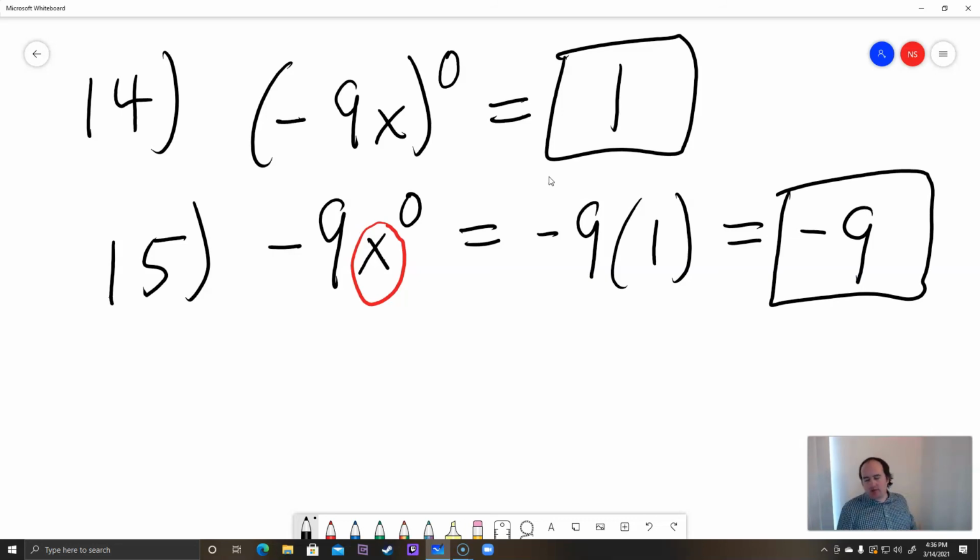So this one gave us a completely different answer. They're almost the same problem. The only difference is this one has parentheses and this one doesn't. But notice they got completely different answers, so that is important that you understand the difference between those two.